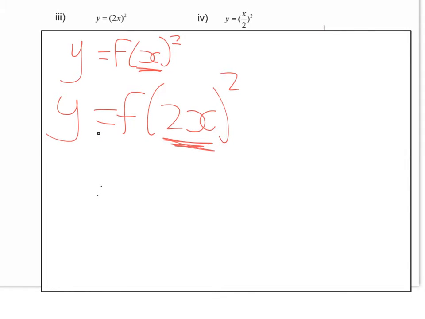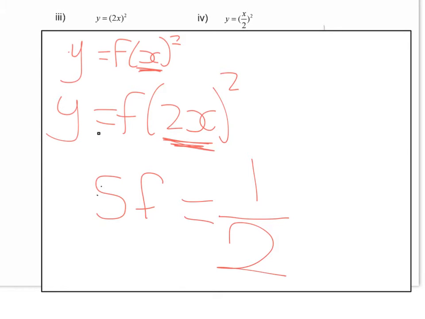So because it's the x term that's been multiplied, it's inside the bracket, it's an x-axis stretch. So that means we're going to multiply the x coordinates. The scale factor, however, is not 2, it is the reciprocal. The scale factor is a half. So we're going to take each of the x coordinates, multiply them by a half, and draw the new curve.